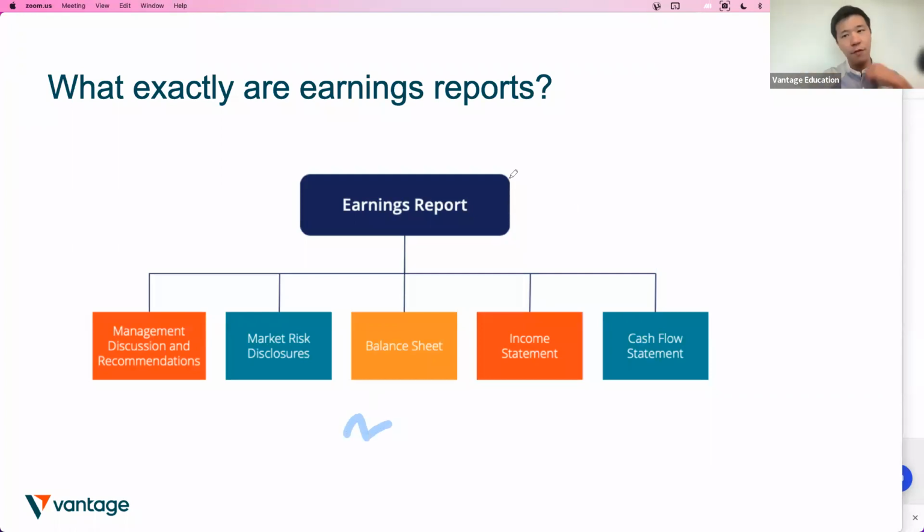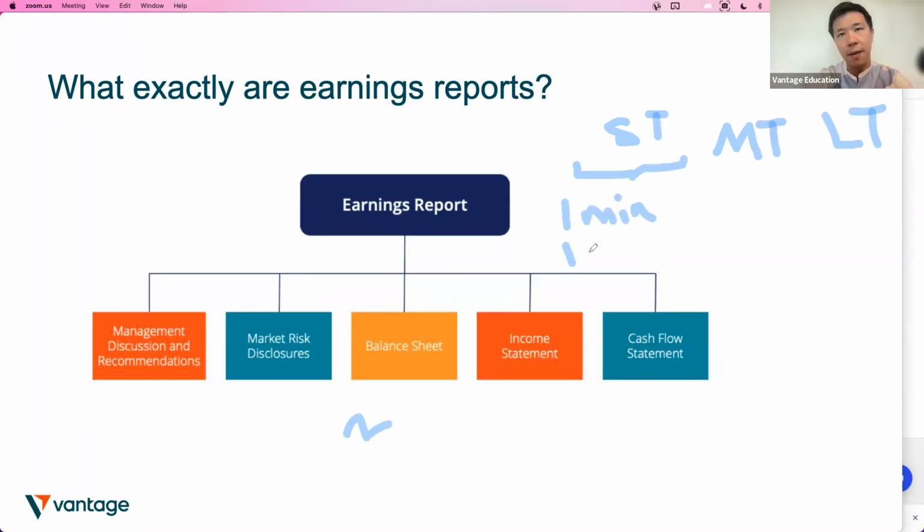So there are a few different kinds of traders, right? We have the short-term traders, the medium-term traders, and the long-term traders. Different traders hold the trades for different periods of time. A short-term trader is usually a scalper. You hold it anywhere from a couple of minutes to maybe a day. If you're a medium-term trader, you tend to hold it for a little bit longer.